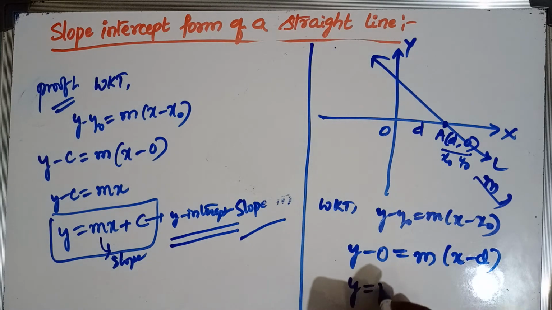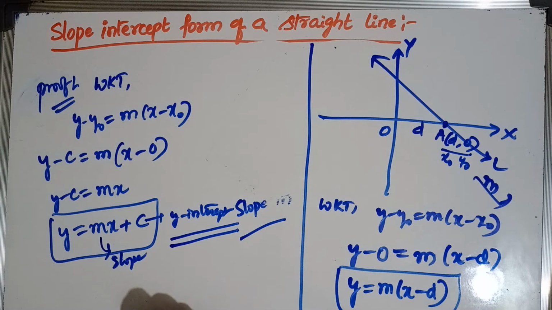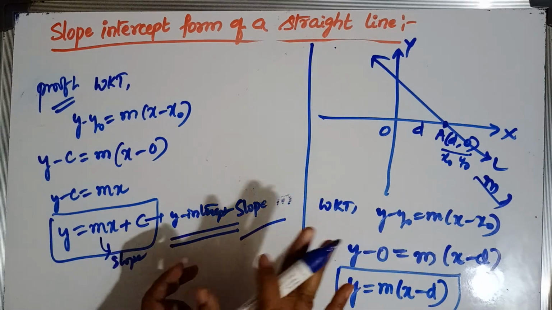So therefore y is equal to m into x minus d. This will be the equation of the straight line in slope intercept form, where the line makes x-intercept small d. So you need to remember both the equations.